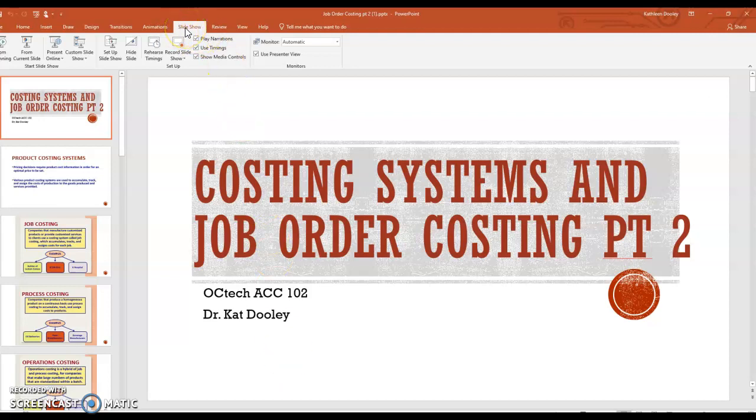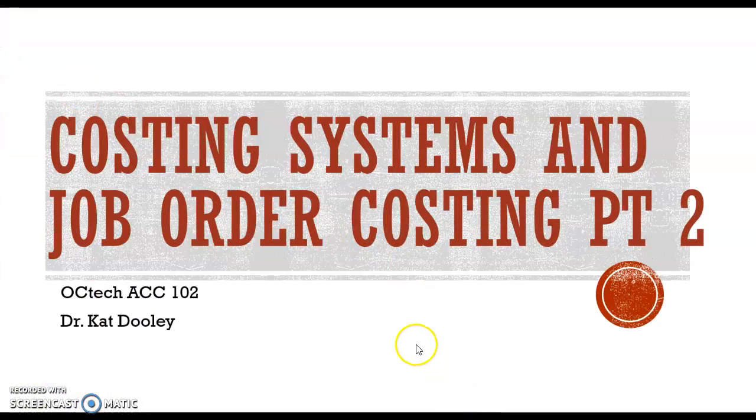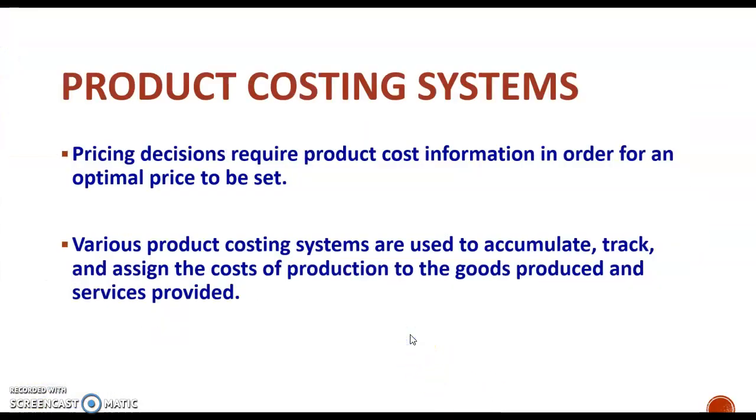Let's take a look at job order costing part 2. With product costing systems, we need this in order to set a price for the customer. If I make dog houses and I want to be able to sell my dog houses, I have to be able to determine what price I'm going to charge to the customer. How can I do that when I don't know how much it costs me to make it in the first place?